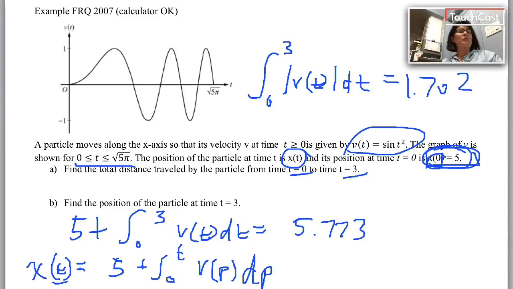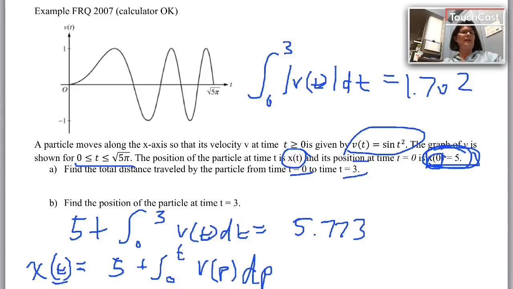So if I were to replace time t with 0, I would have 5 plus the integral from 0 to 0, which would give me x of 0 equals 5. And if I took the derivative of x, I would get x prime, which is supposed to be the velocity. The derivative of 5 would be 0. The derivative with respect to t of the integral from 0 to t of v of p dp is just v of t. So this is an appropriate expression for x of t.